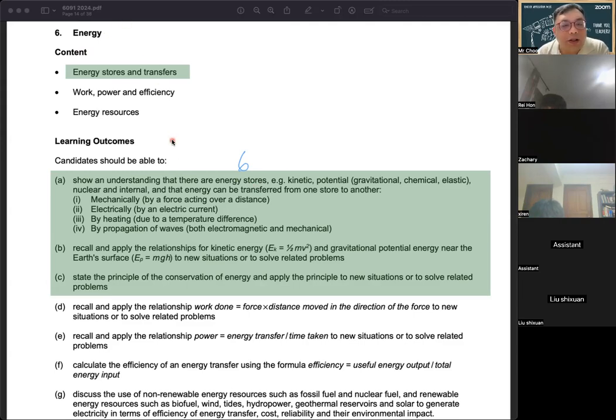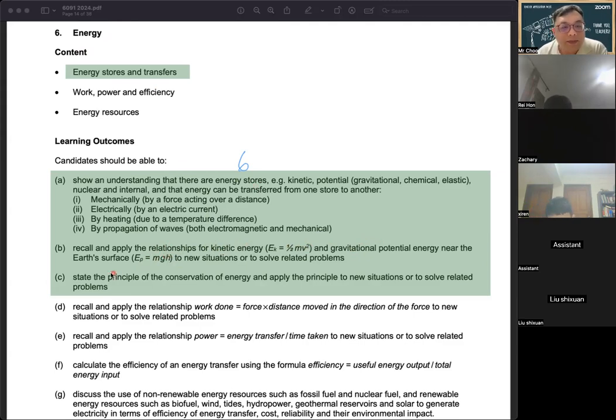The next thing you all need to know is that for energy in the kinetic store, the formula is half mv squared, and energy in the gravitational potential store is mgh. That's the second thing you learned 2 weeks ago.